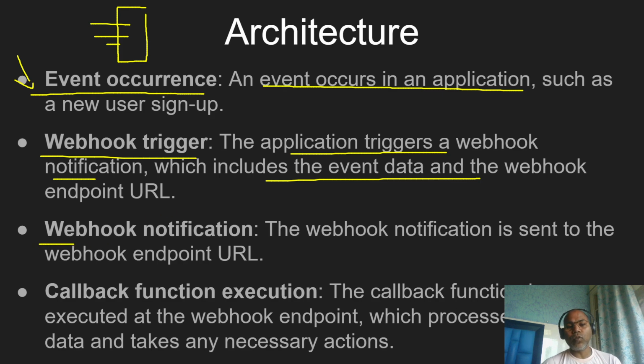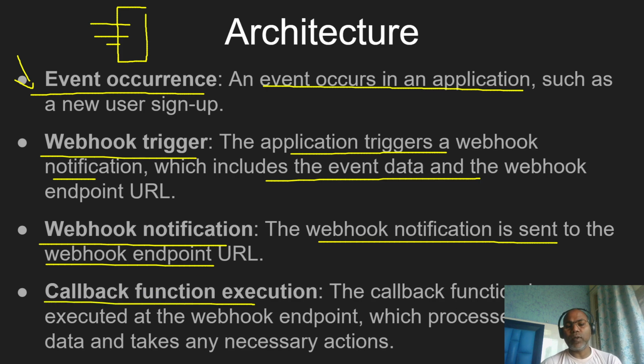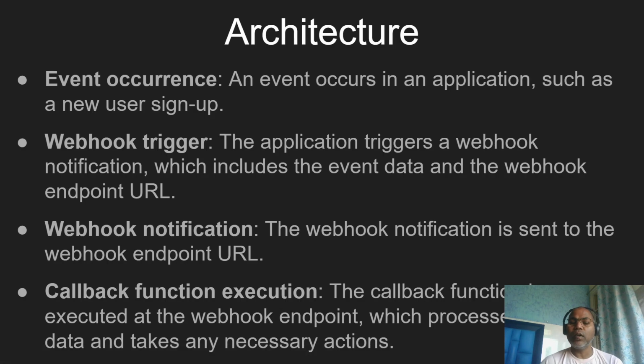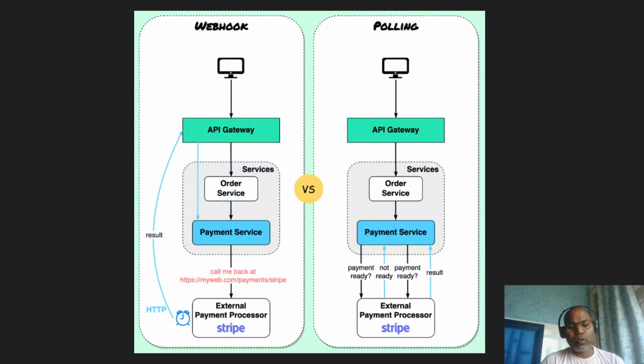So here we require the webhook notification to send the particular data to the specific URL, and then callback function execution: whatever callback function must be executed. So in short, the major parts are event occurrence, triggers and webhook notifications, and callback function execution. These are the major components of the webhook architecture: event occurrence, webhook trigger, notification, and a callback function execution engine, which actually executes your endpoints. This is a simple way of understanding it.